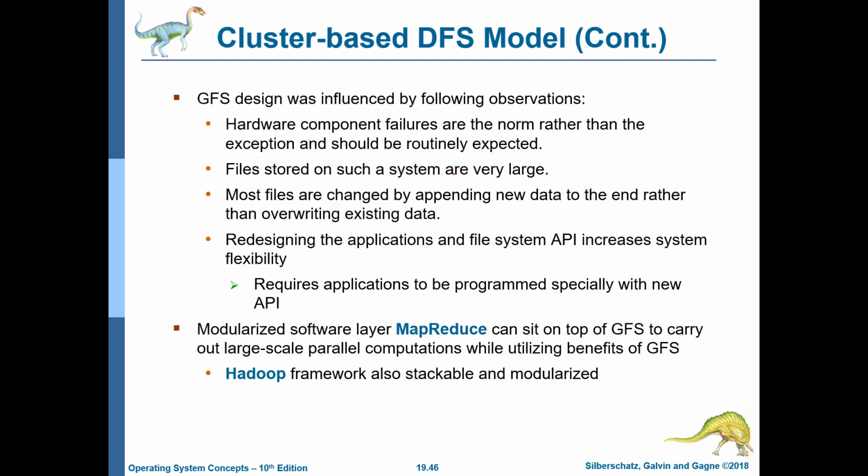So the Google File System was designed with the following observations: that hardware component failures are the norm, in the sense that hardware does fail, machines fail, networks fail, everything fails. The files stored, particularly on a web scale system where we're looking at a large amount of data, can be very high. So we are entering the age of big data, super big data.